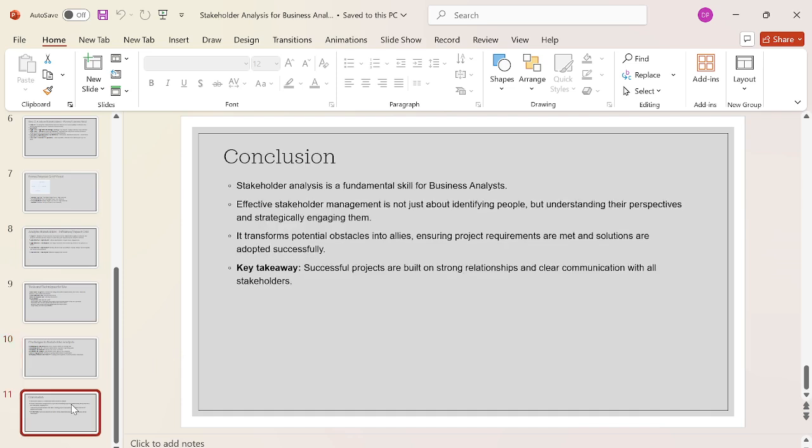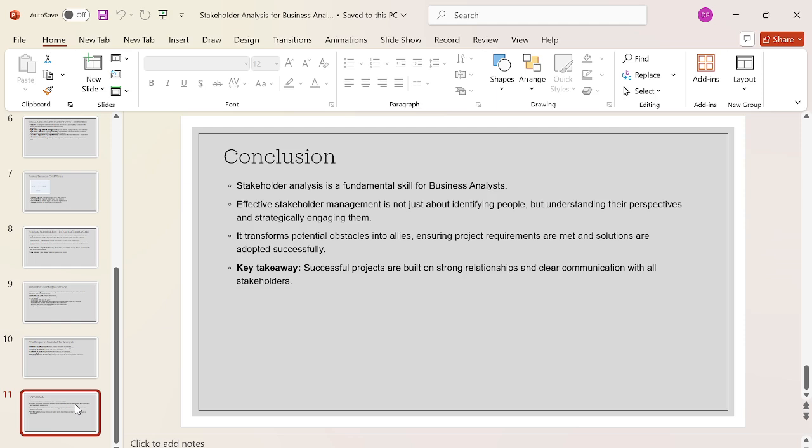And then the last slide is the conclusion. So, guys, whatever we learned from stakeholder analysis, we can conclude that stakeholder analysis is a fundamental skill for the business analyst, and a very important and key skill to do before starting the requirement gathering.